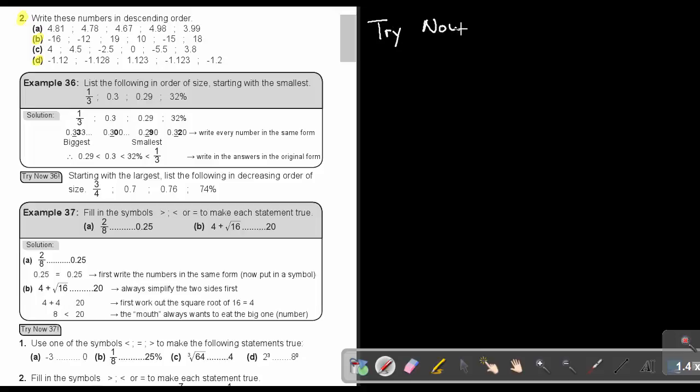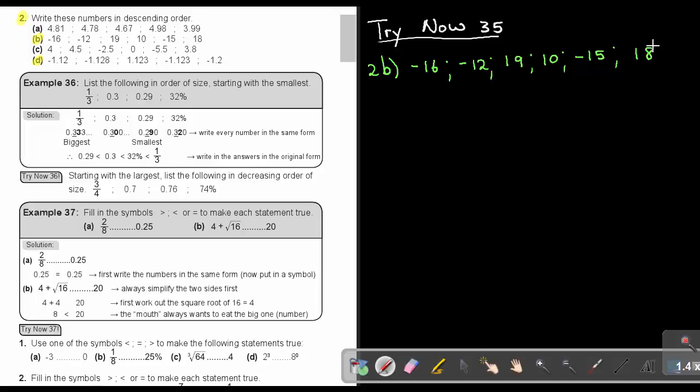Okay, this is Try Now. It's still the same, Try Now 35. We are still at Try Now 35, and we are just with number 2. Okay, let's start. Number 2B. What are the values? It's negative 16, negative 12, 19, 10, negative 15, and 18.